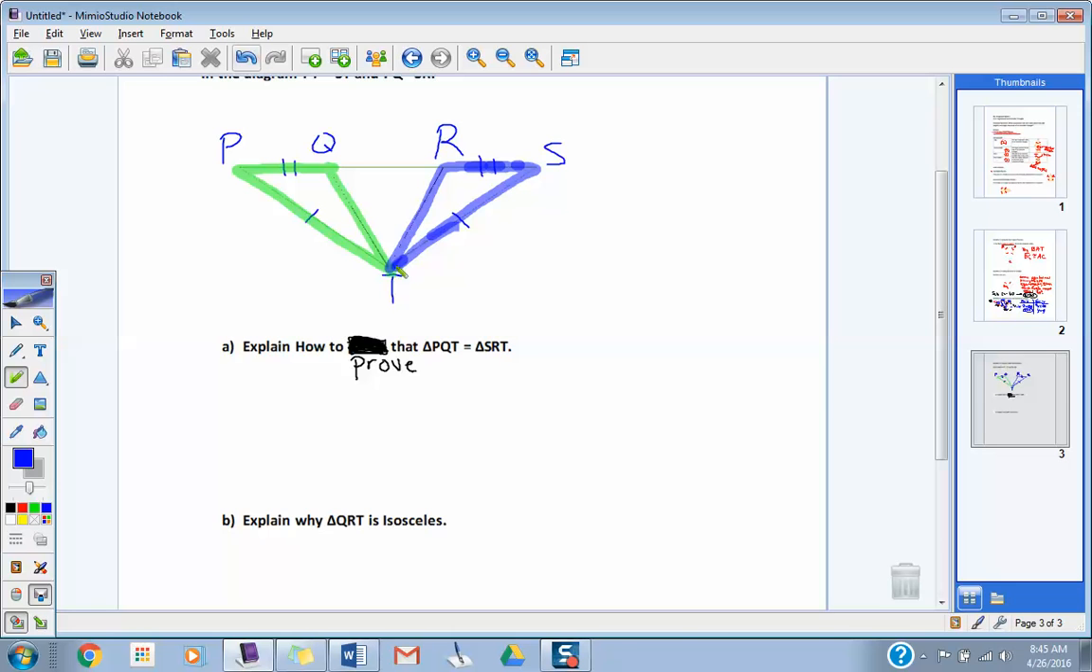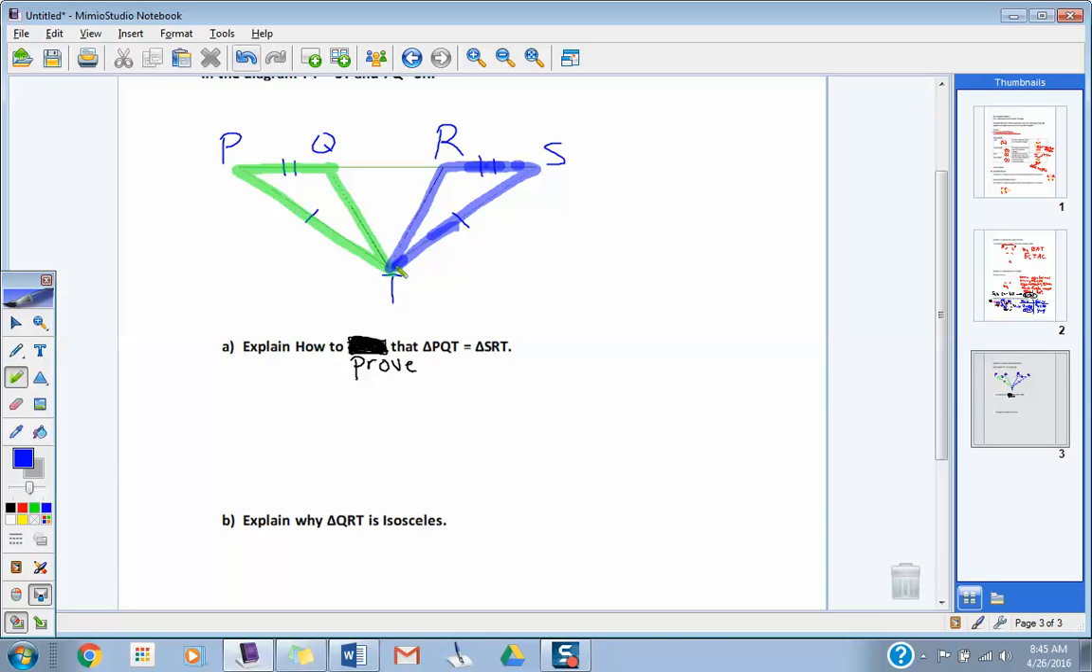Angle what? What does segment QP and PT make up? What angle does that make up? P. Do you guys agree that angles P and S are the ones that would be the included angle? Okay.